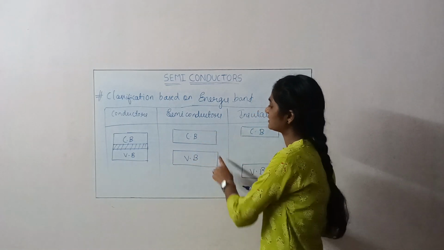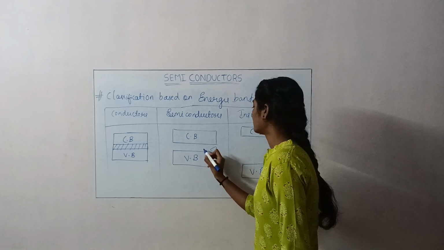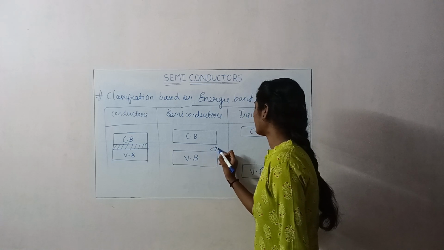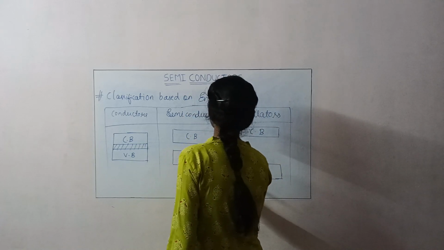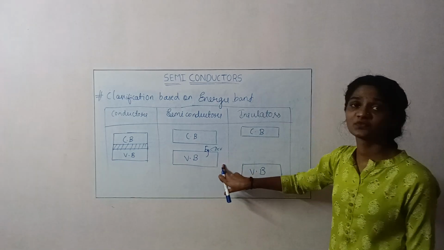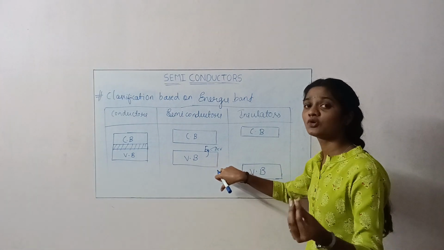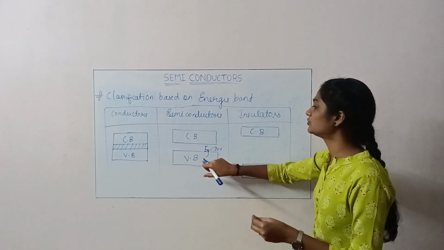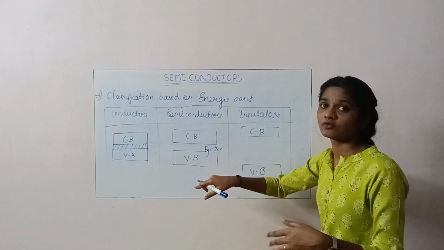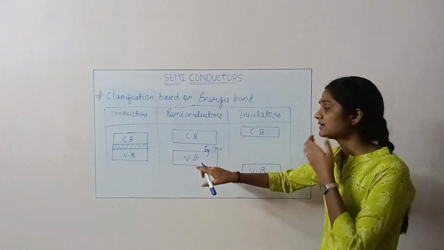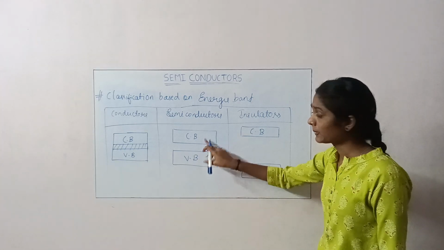And in case of semiconductor, there is a finite energy band gap, that is, Eg is less than 3 electron volts. Means a finite energy gap. So a finite amount of energy is required to transfer the electron from the valence band to conduction band, or holes from the valence band to conduction band. That is a small amount of energy.